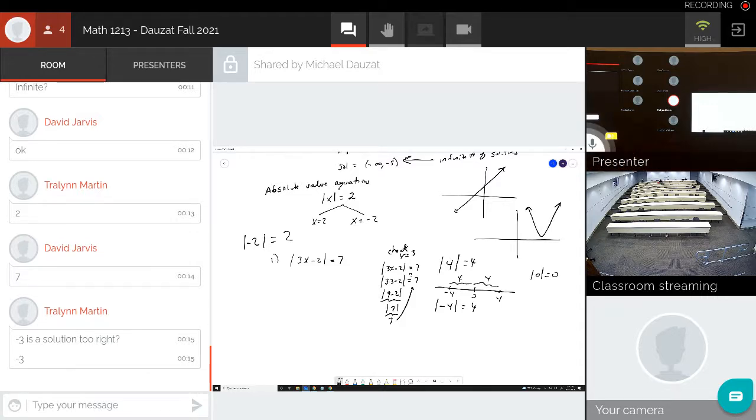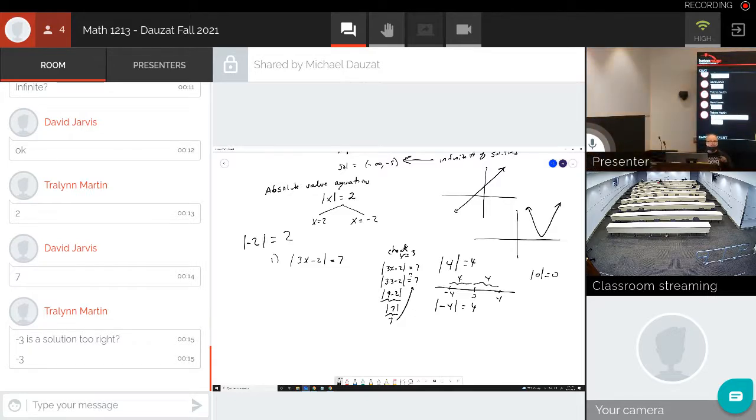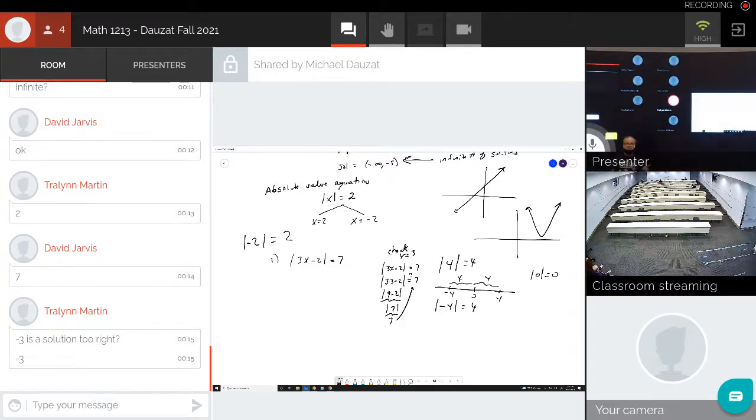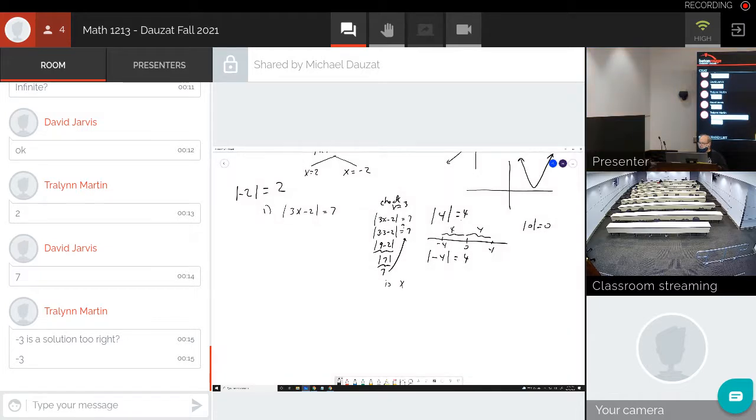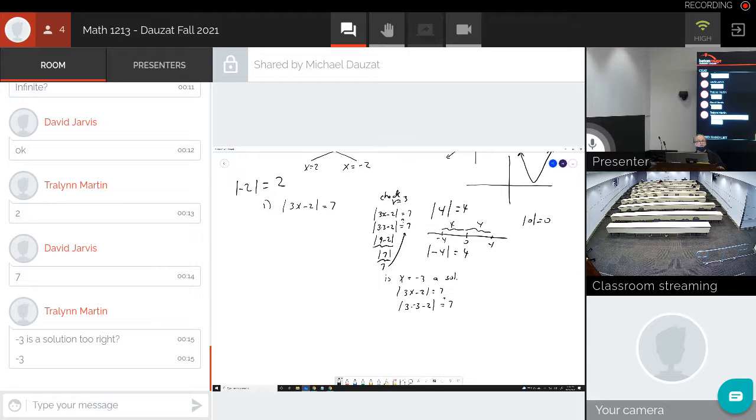The reason he's saying that is because he sees 2 and negative 2, right? So he says, well, if 3 is a solution, then negative 3 better be a solution. Well, let's check it. So is x equal to negative 3 a solution? Let's go back to the original: the absolute value of 3x minus 2 equals 7. Where we see the variable x, I substitute negative 3, right? So the absolute value of 3 times negative 3 minus 2, and we're going to see if that equals 7. Well, what is 3 times negative 3?